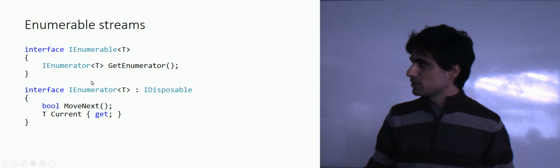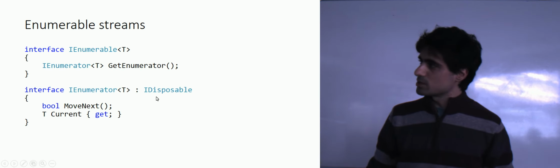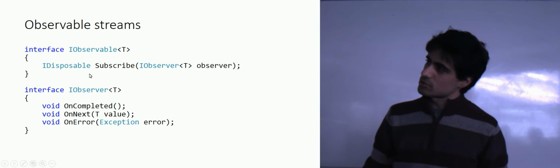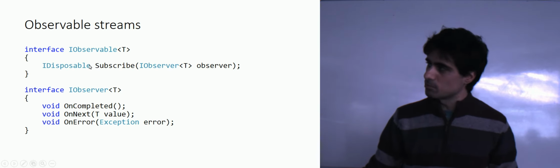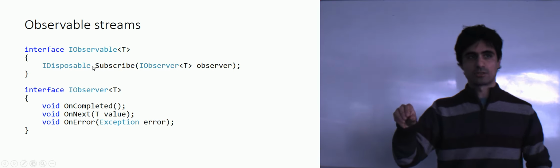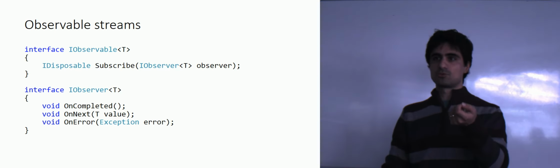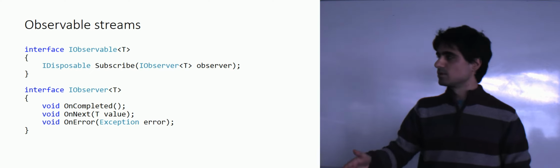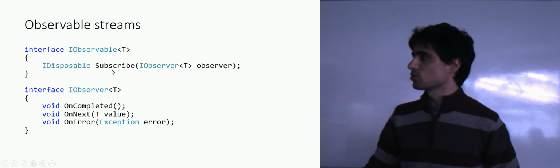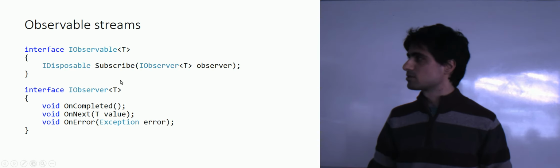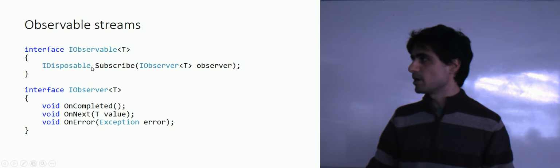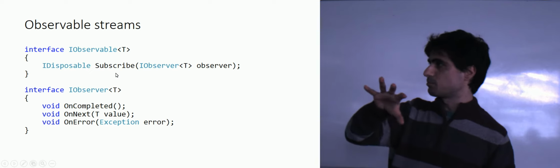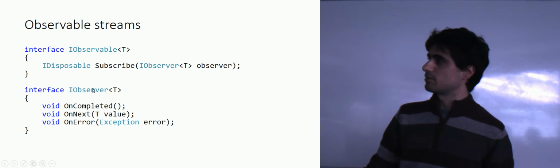And the disposable, before it was in the iterator, and now it's returned by the function. So the function returns the disposable, which represents the connection. It means it gives you an object that you can dispose to stop the observation, okay? This is also for other convenience reasons that we won't go into too much, but it's the same. The disposable is still there. It's returned by the function.